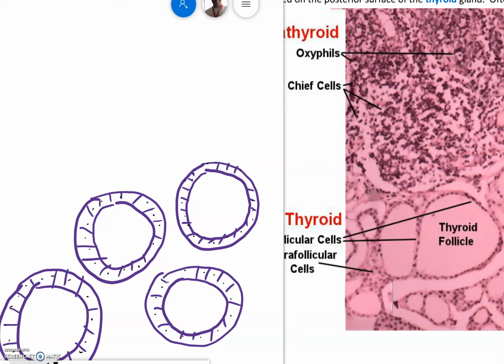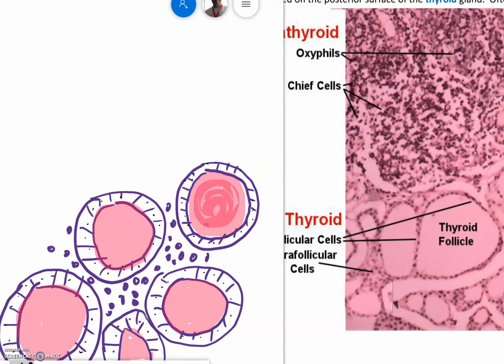Now, the follicular cells surround the follicle, and then inside the follicle, they have something called the colloid, which is precursors for thyroid hormone, mostly iodine. So let's fill in the colloid. So the parafollicular cells are these cells in here and in here that are between the follicles, and they're going to make calcitonin. So let's draw some parafollicular cells. So these would be the parafollicular cells.